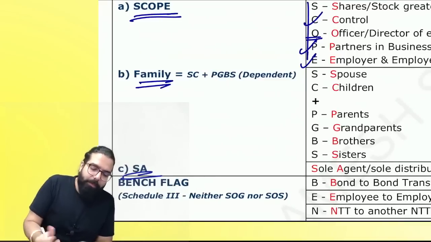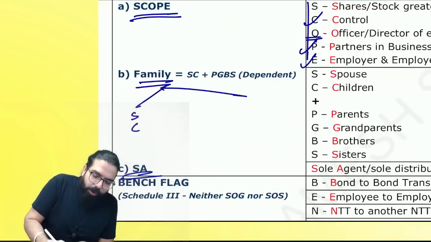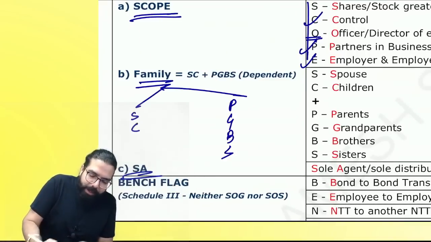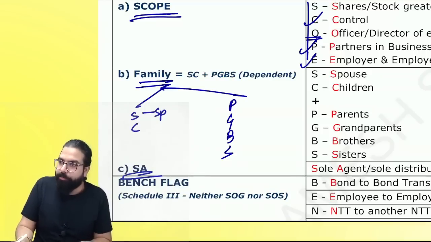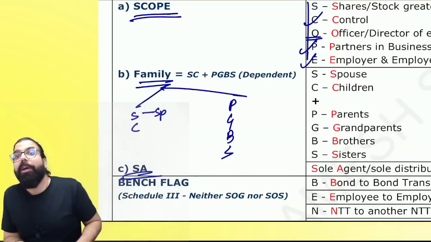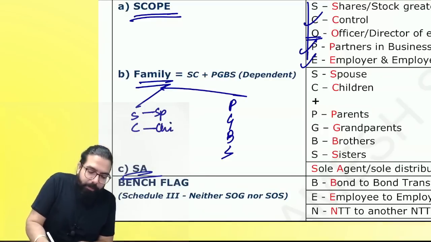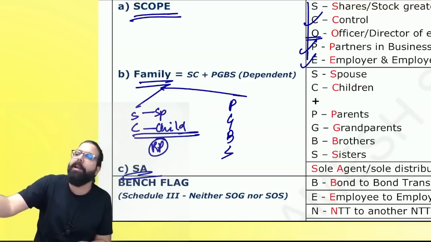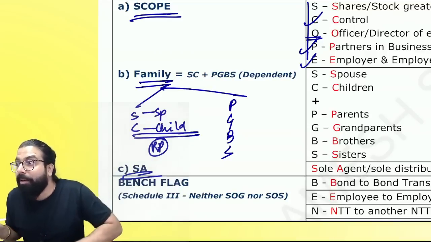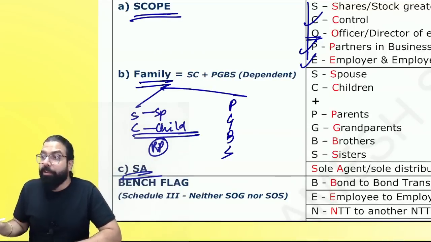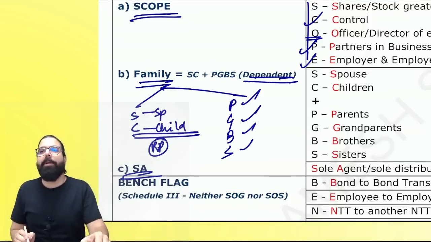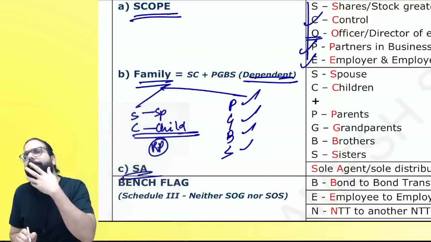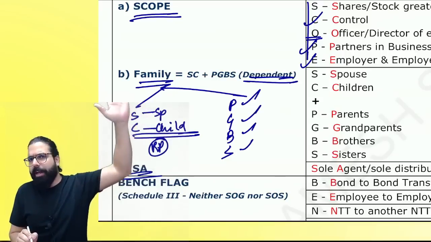Scope plus family. Always remember one thing, in family you have one Supreme Court and one you have PGPS. Are we clear, everyone? What is Supreme Court, everyone? My spouse. For me, my wife is my spouse. For my wife, I am the spouse. Correct, everyone? So spouse and children. Always remember your spouse and children are always related persons, whether they are dependent on you or independent. And then we have parents, grandparents, brother and sister. Only if they are dependent, they will become related persons. If they are independent, not related. Can I go ahead, everyone?